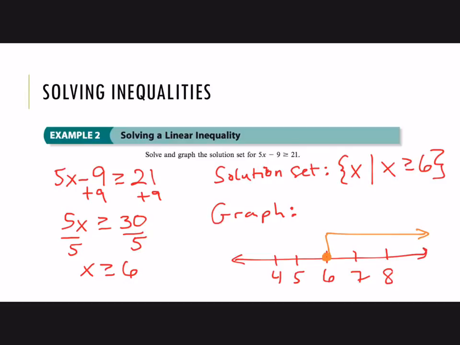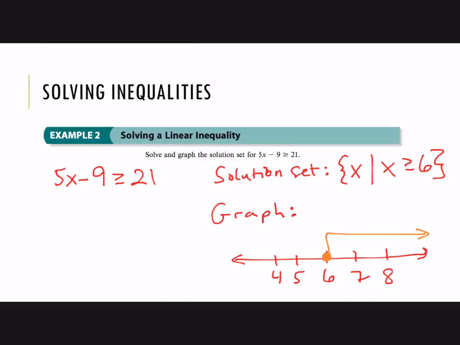We won't do this every time, but this would be a good one to just try checking at least once. So it's a little harder to check inequalities. There are two things that you need to check. First of all, do we have the right number here? Is this 6 correct? And then we also need to know, is this inequality symbol correct as well?